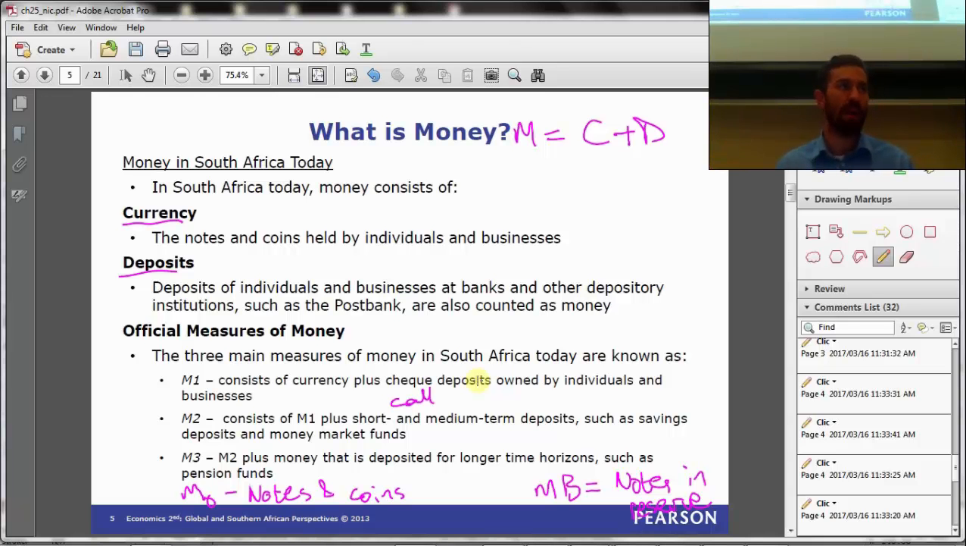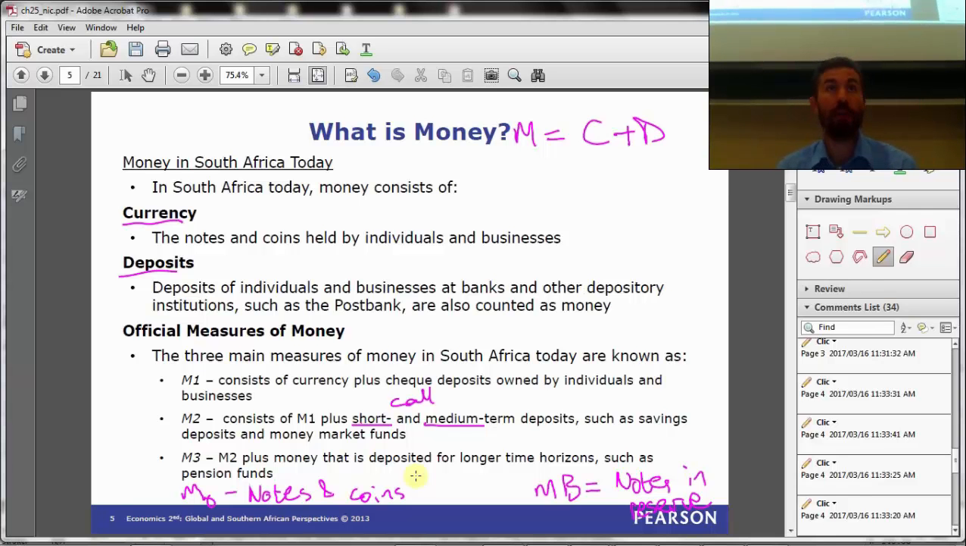Any money that you just go to the bank and take out without having to wait for it, that's a call deposit. Also called a check deposit. Okay? So M1 is any currency that you're holding plus the kind of deposit that you can just get access to without having to wait. Then you get M2, which is M1, in other words, currency plus call deposits, plus other short and medium-term deposits. What is a short and a medium-term deposit?